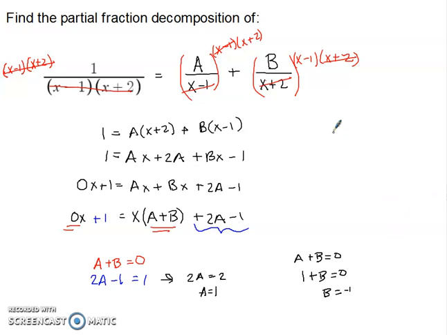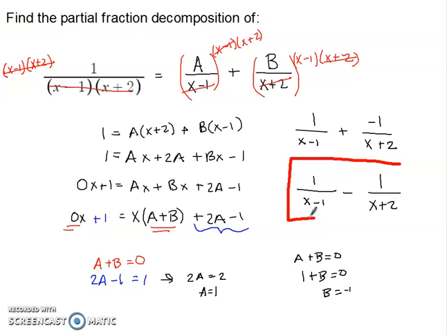So going back to my partial fraction decomposition, I found A and B. A is over x minus 1, B is over x plus 2. A is 1, B is negative 1. So my partial fraction decomposition is 1 over x minus 1, and then since this one is negative, I can write this as minus 1 over x plus 2. And this would be the partial fraction decomposition of our original expression.